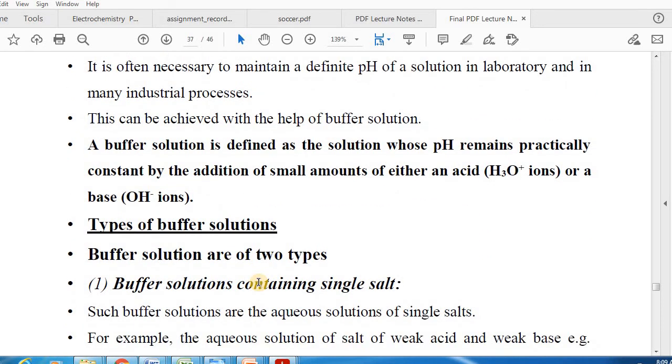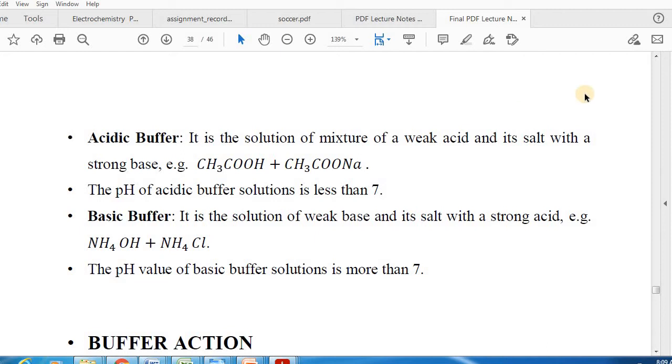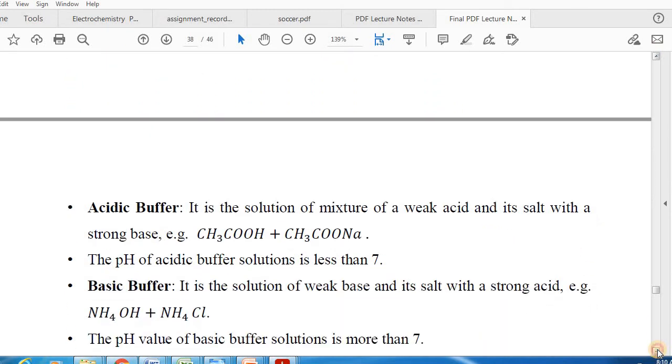So there are various types of buffer solution. First one is the buffer solution containing single salt. Such buffer solutions are the aqueous solutions of single salts. For example, the aqueous solution of salt of weak acid and weak base like ammonium acetate. Second type is buffer solutions containing mixtures. These are further divided into two categories: acidic buffer and basic buffer.